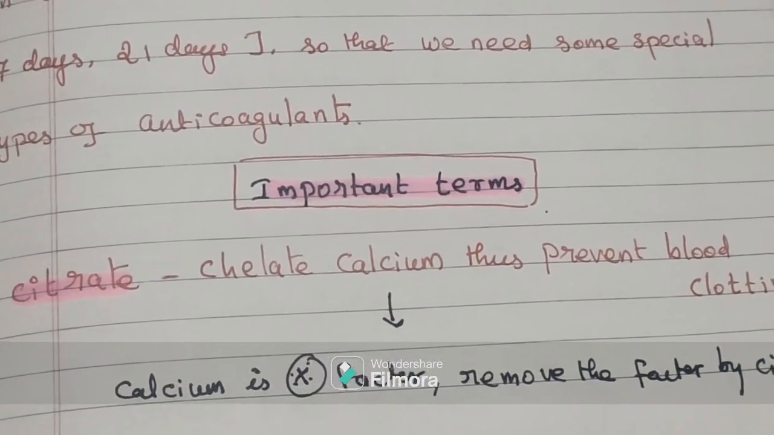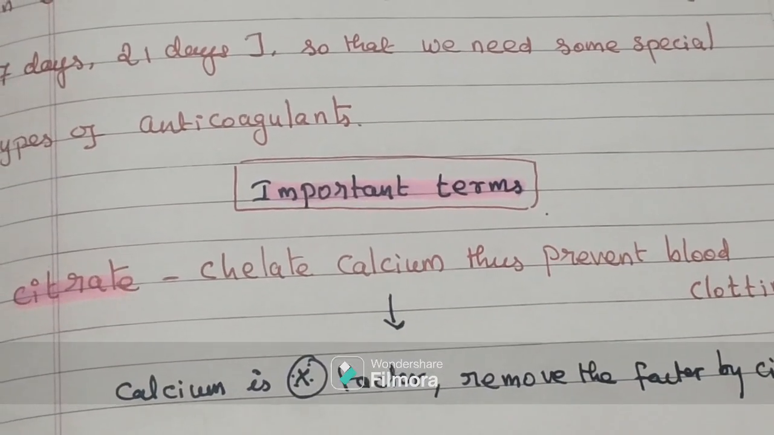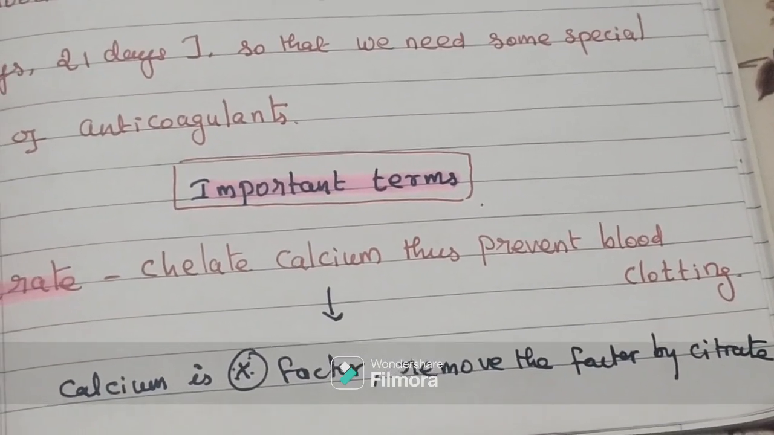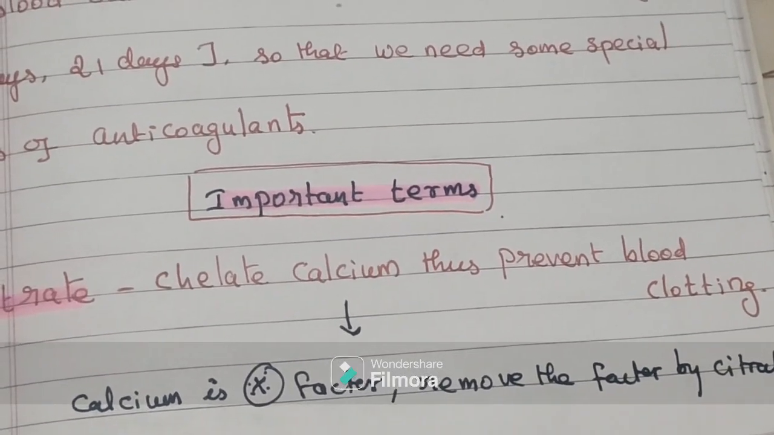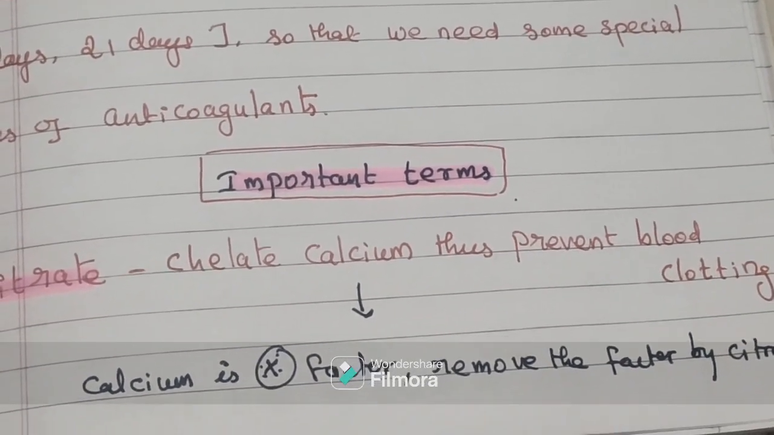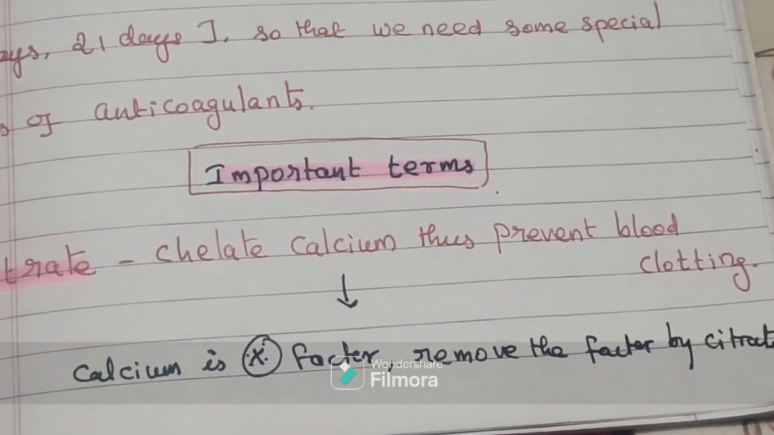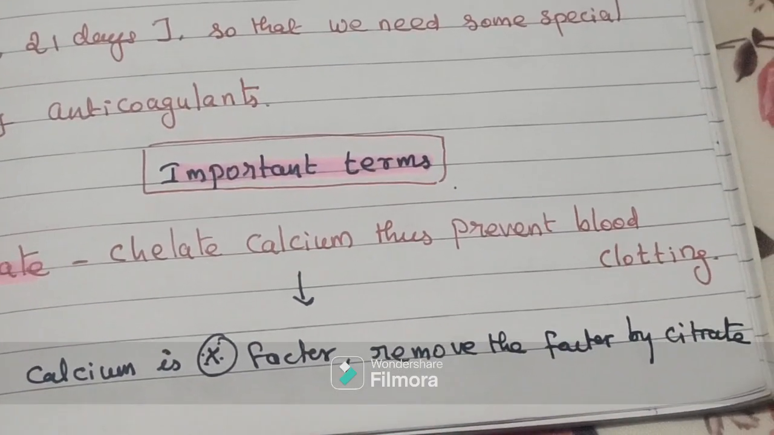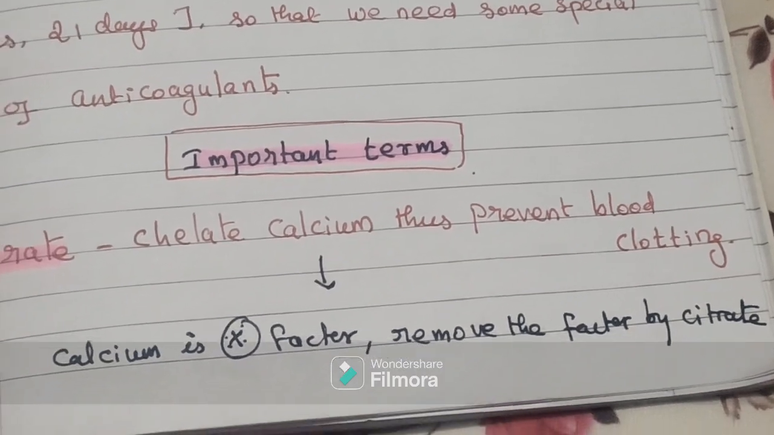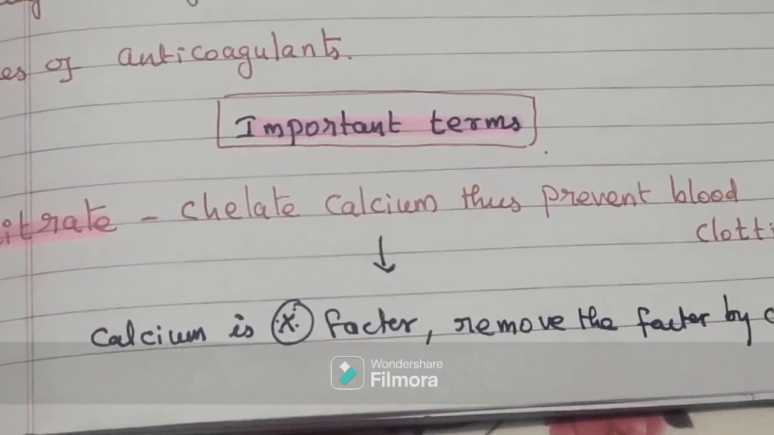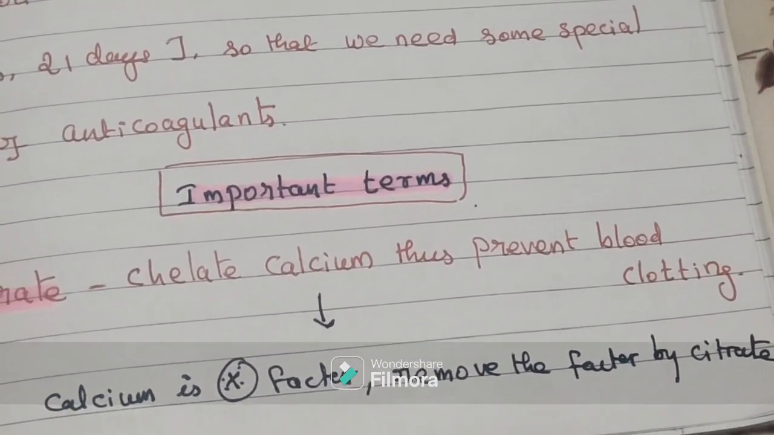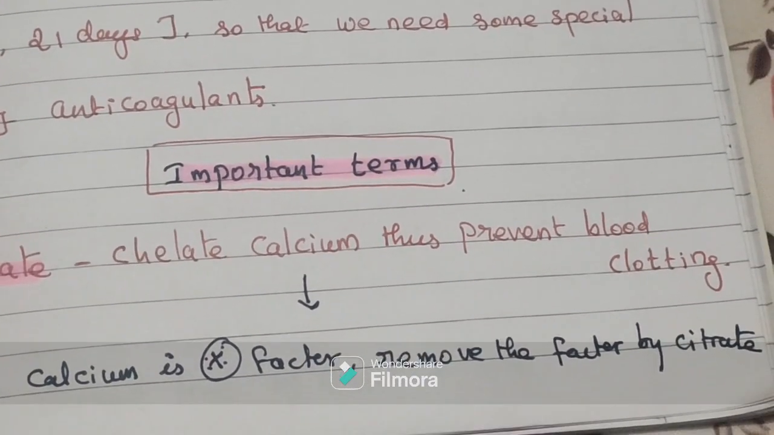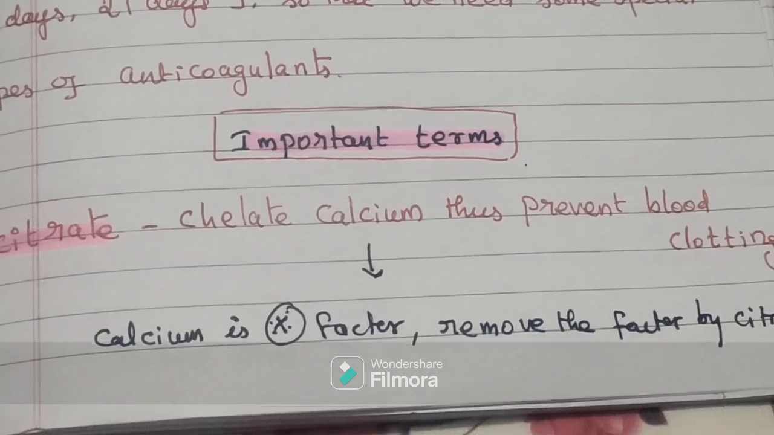First one is citrate. Citrate chelates calcium, thus preventing blood clotting. In coagulation, how can blood clot without calcium? So calcium is an important factor. We remove that factor with citrate, because it is a chelating agent that prevents blood clotting.